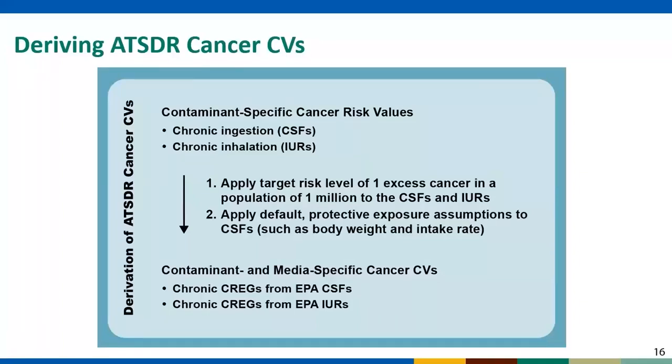The arrow pointing down shows that we apply a target risk level of 10 to the minus 6. This represents a possible risk of 1 excess cancer case in a population of 1 million people exposed over a lifetime. We do this calculation by dividing that target risk of 1 in a million by the contaminant's CSF or IUR. We do use default exposure assumptions for ingestion rates and body weights for the CSF.